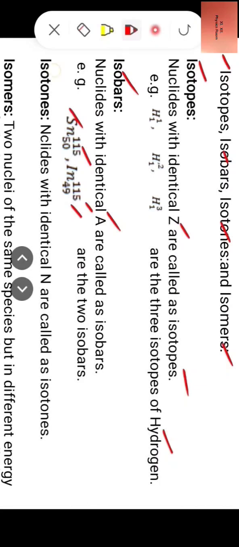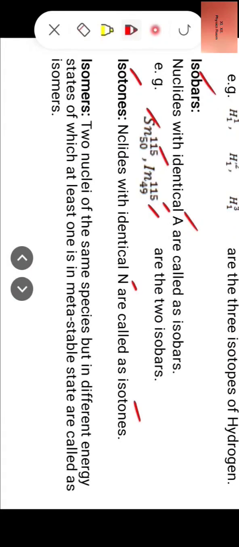Now isotones, nuclides with identical N, are called as isotones. Isomers. Two nuclei of the same species, but in different energy states, of which at least one is in metastable state, are called as isomers.